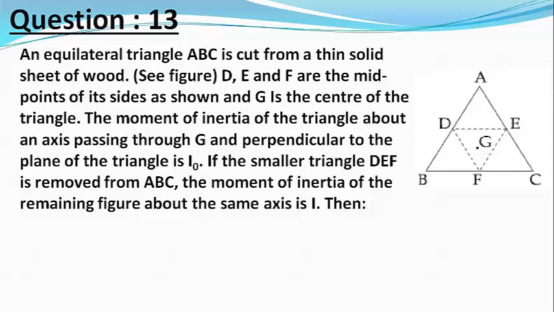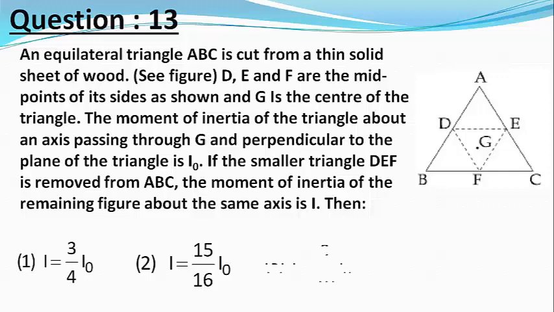If the smaller triangle DEF is removed from the triangle ABC, the moment of inertia of the remaining figure about the same axis is I. Then our options are I equals 3 by 4 I0, I equals 15 by 16 I0, I equals 9 by 16 I0 and I equals I0 divided by 4.